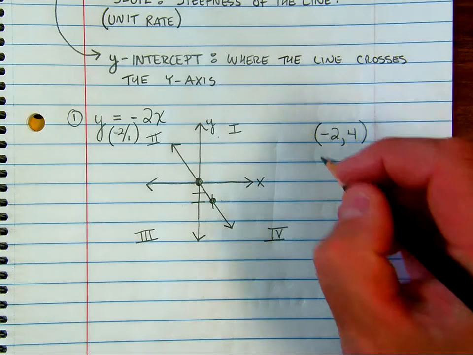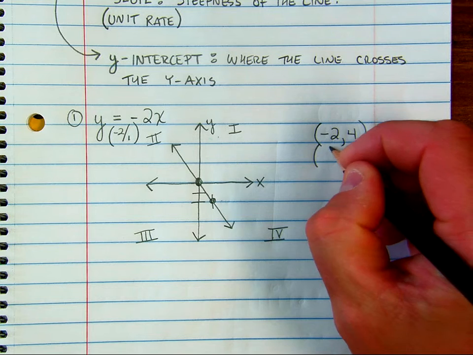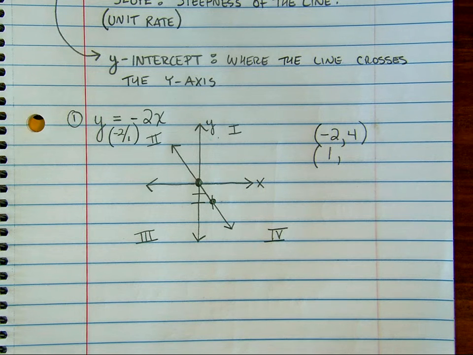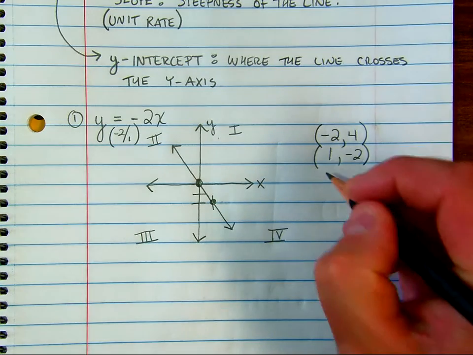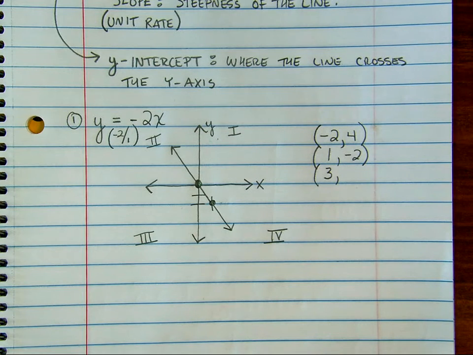What if I told you x is 1? X is 1. What would y be? Angelina? What if I told you x was 3? X is 3. Brina? Possibly negative 6. Exactly, negative 6.